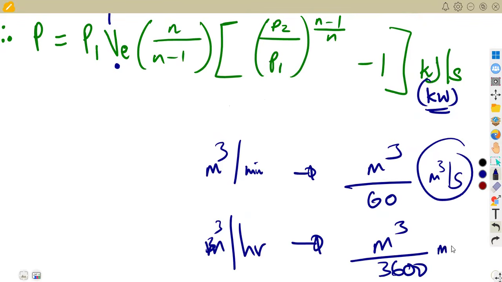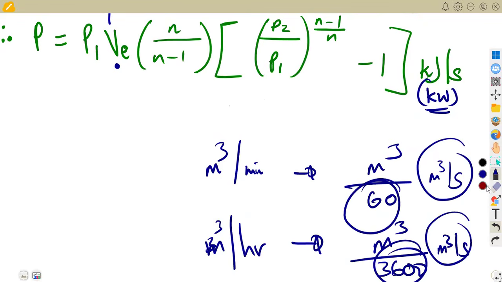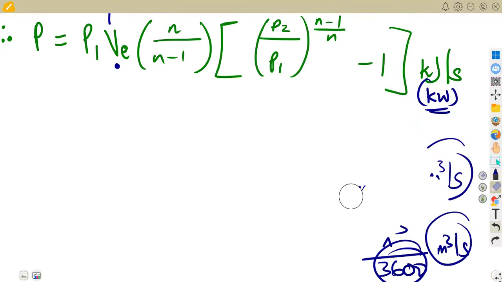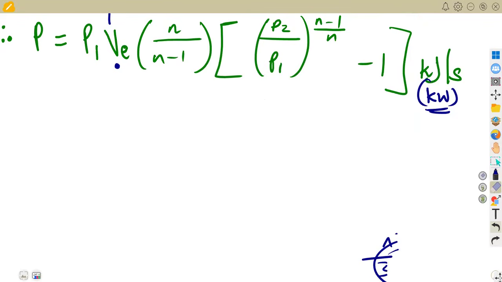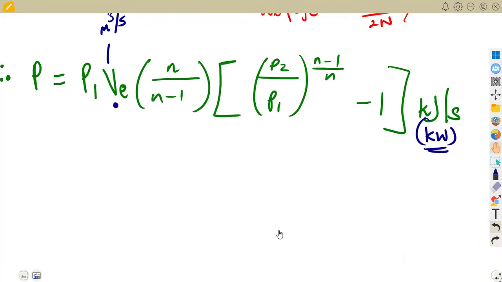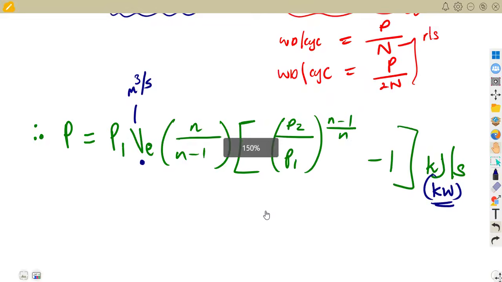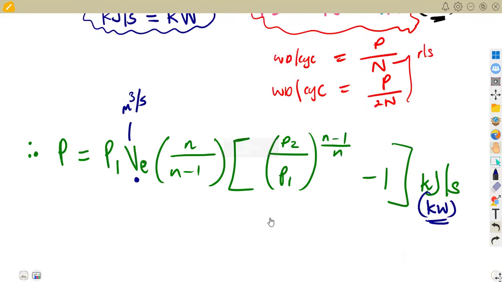Seconds, that will be cubic meters per second. So you divide by what is there to convert, depending on how you are given. Are you given per hour? Are you given per minute? So you have to convert to per second, VE, effective volume per second. That's it. Guys, with this information, you will never have a challenge whenever you're given a question on compressors.